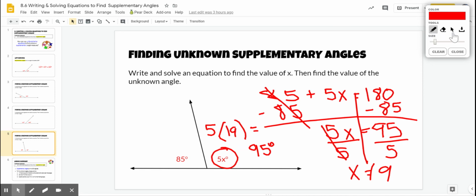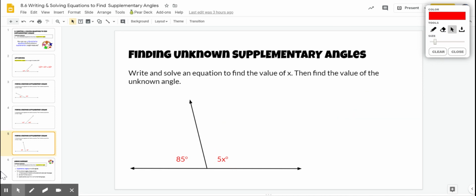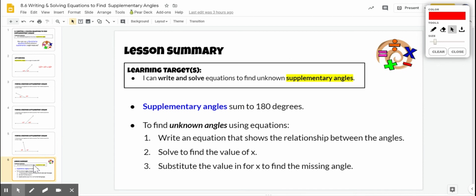Okay, so you can see that this work was kind of similar to the work that we did yesterday. A couple of different things, though, to keep in mind. Today we were working with supplementary angles. Supplementary angles sum or add up to 180 degrees, so that changes your equation just a little bit. To find unknown angles using these equations, the first thing we need to do is write an equation that shows the relationship between the angles. The second thing is to solve that equation to find the value of x. Then, once we have what x is equal to, the last step is to substitute that value in for x to find the missing angle.